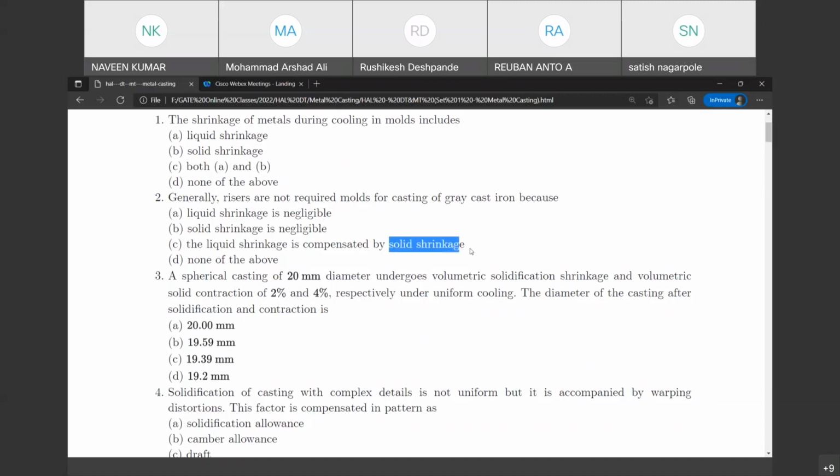In the solid state, it is expanding. In the liquid state, it is contracting. There is compensation of liquid shrinkage with the help of solid expansion in the cooling stage. So the answer is C, not A, because you know this. Solid shrinkage is expansion. But I never said that there is no liquid shrinkage, right? There is a liquid shrinkage, and that will be compensated by the solid shrinkage. Am I okay with this, guys? Clear?